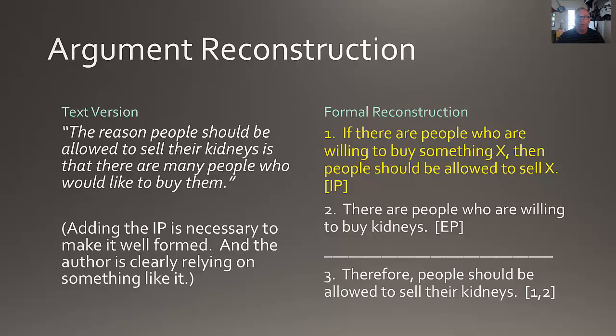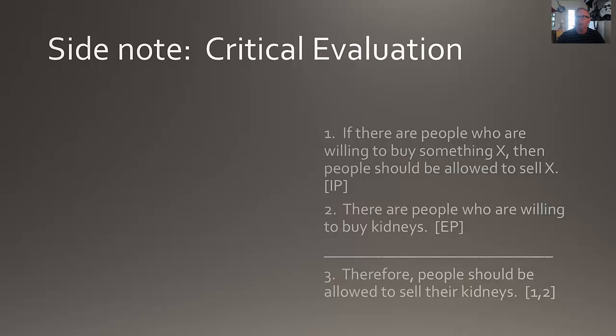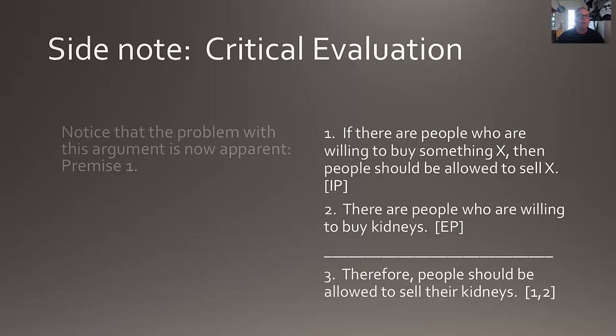Now that I've got that argument written up, I'm going to take a moment to make a side note. One of the things that argument reconstruction does is that it allows us to focus critical evaluations or objections on very specific parts of the argument. What we're doing right now is just reconstructing arguments, but let me use this opportunity to look ahead about how we'd object to an argument. Notice that the problem with this argument is now apparent. The problem is premise 1.